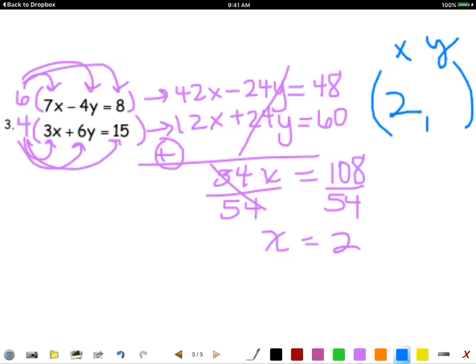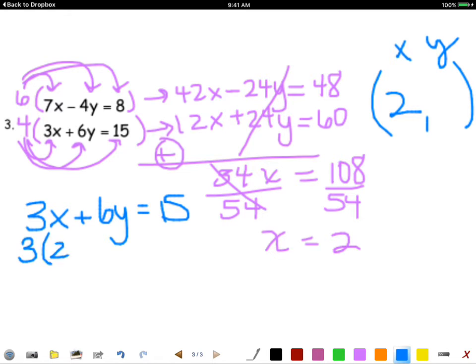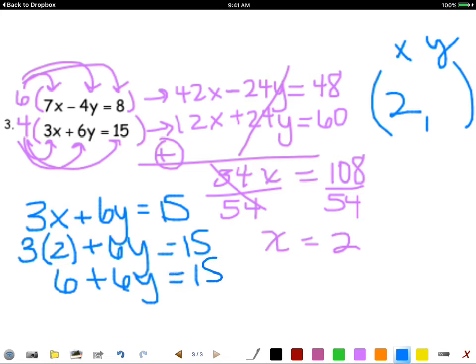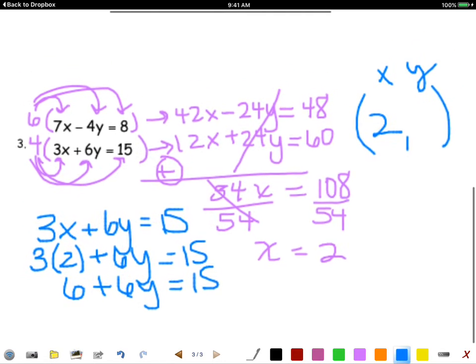All right, and then you can pick whichever equation you want. Which do you want to use? The bottom one? Okay. Exactly, that's fine. All right, and then if x is 2, then we write 3 times 2 plus 6y equals 15. 3 times 2 is 6 plus 6y equals 15. And then solve that equation.